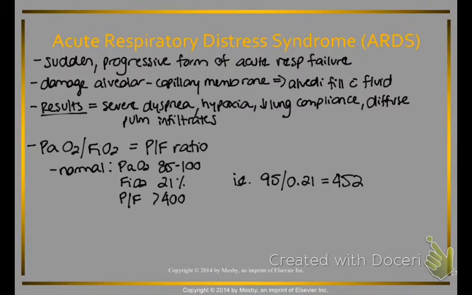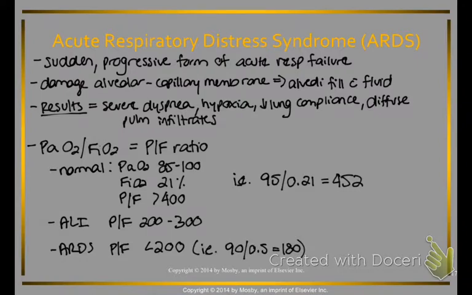So if you put a pulse ox on me, and I'm 95% right now on room air, 95 divided by 0.21 is 452. That's a really good PF ratio. That's greater than 400. When you have some kind of acute lung injury, your PF ratio drops a little bit, right? When you have ARDS, your PF ratio is less than 200.